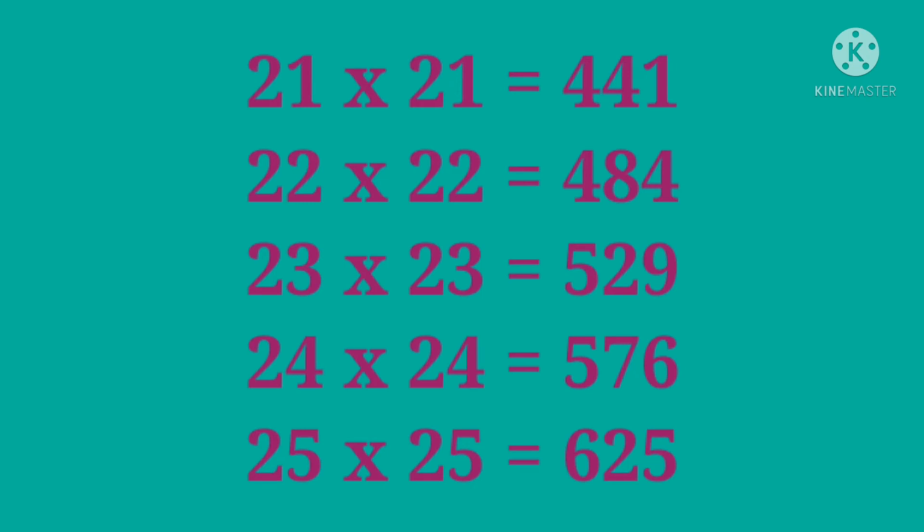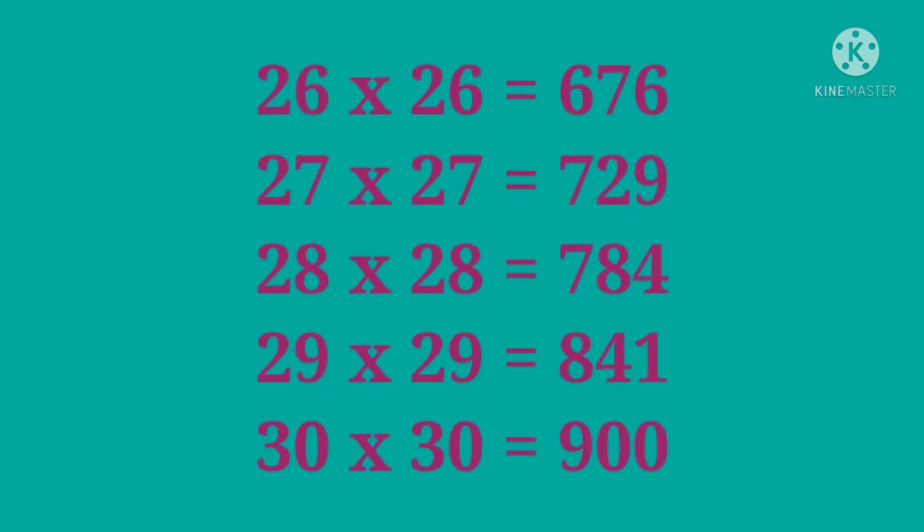So 21 into 21 is 441, 22 into 22 is 484, 23 into 23 is 529, 24 into 24 is 576, 25 into 25 is 625. Next is 26 into 26 is 276, 27 into 27 is 729, 28 into 28 is 784, 29 into 29 is 841, and 30 into 30 is 900.